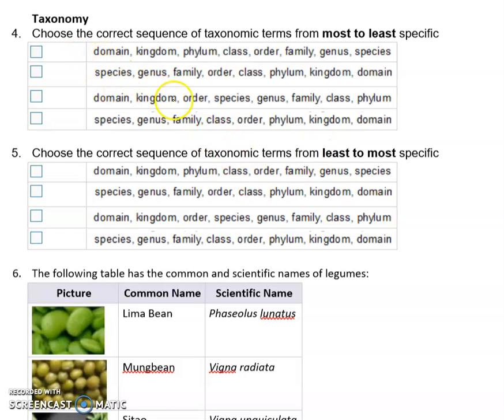Okay, on to taxonomy. For these first two questions in taxonomy, it's all about memorization. So you can remember the little acronym that we came up with: Dear King Philip came over for great spaghetti. This acronym tells you the correct order of the taxonomic levels.